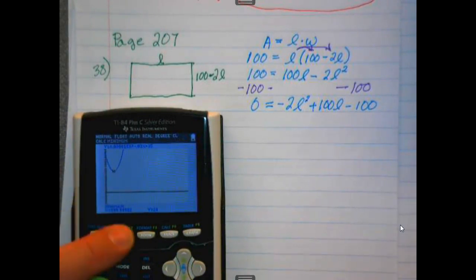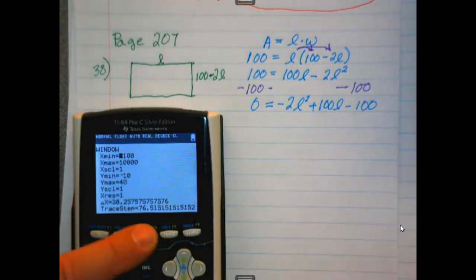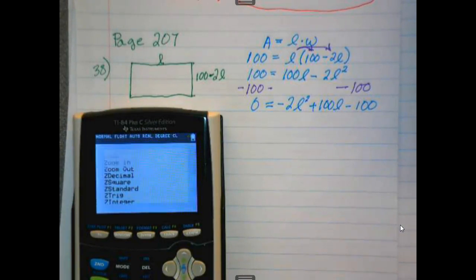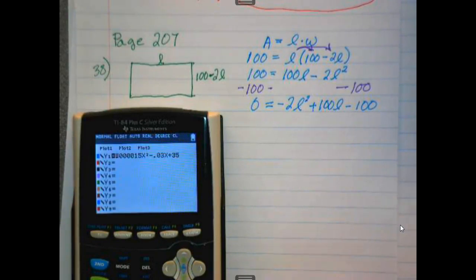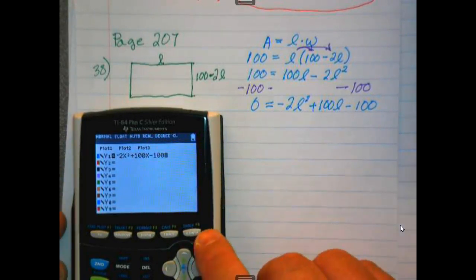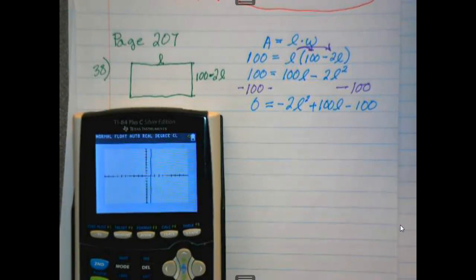Ready? I'm going to put my window back to standard. Zoom number 6, standard window. Put in my equation, negative 2L squared plus 100L minus 100. Now this is going to be a pretty big parabola too, right? Graph it. Yeah, we only get one line.